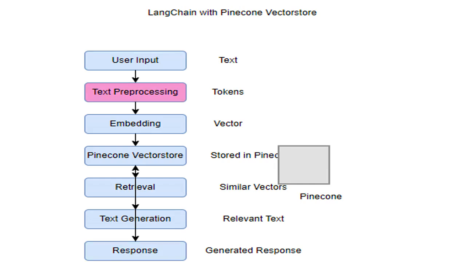User input, text pre-processing. Data flow. The user input is passed to the text pre-processing component for processing. Text pre-processing, embedding. Data flow. The processed text is sent to the embedding component to generate vectors.